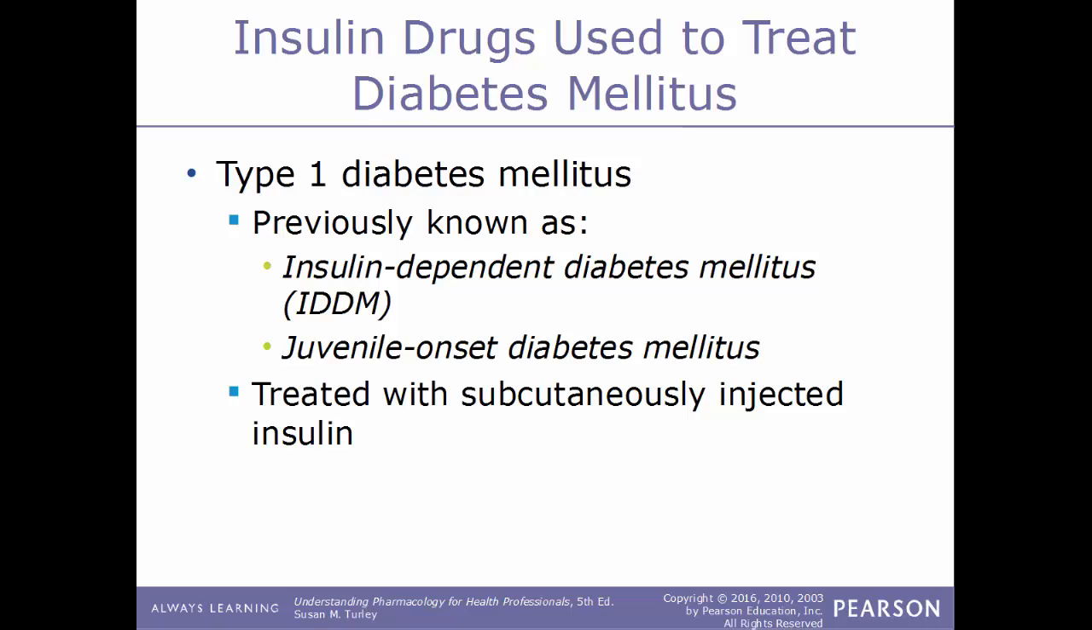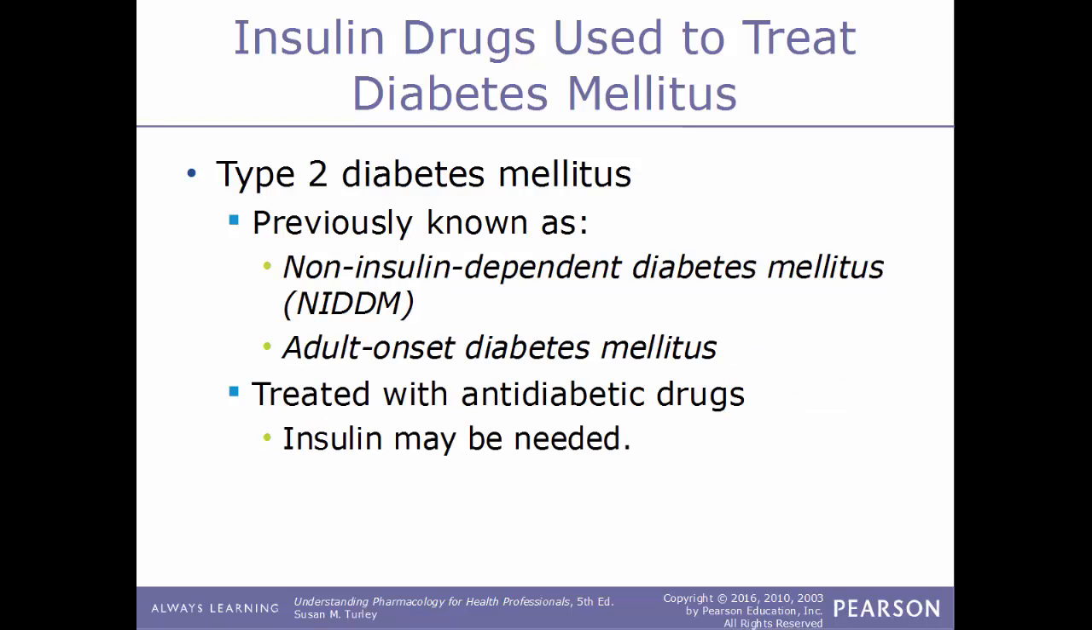Type 1 diabetes mellitus was previously known as IDDM, insulin-dependent diabetes mellitus, or also juvenile onset diabetes mellitus. And this is treated with subcutaneously injected insulin every single day. For type 2 diabetes mellitus, it is formerly known as NIDDM, non-insulin dependent diabetes mellitus, or adult onset diabetes mellitus. And these are treated with antidiabetic drugs, and insulin may be needed. It just depends on how bad off that person is.